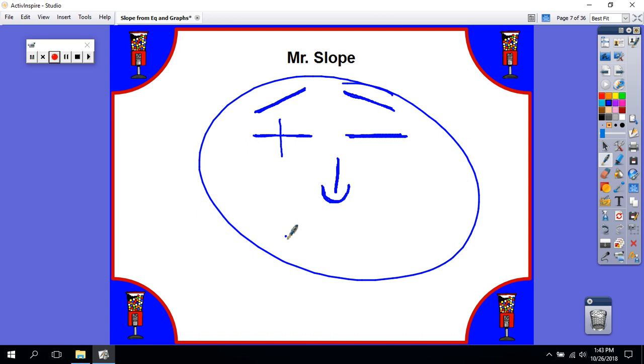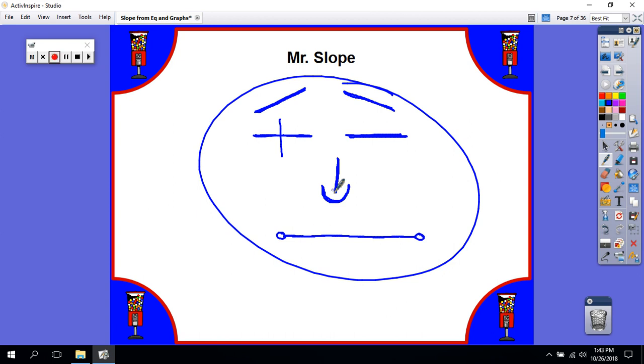And a horizontal line is a straight, flat line. So make sure it's very flat, it doesn't curve. And what type of slope does a horizontal line have? 0. So in the corners of his mouth, put little zeros. Kind of like dimples, definitely. So this is just something that can help you to remember the different types of slope.